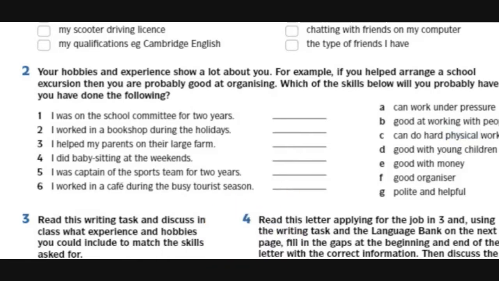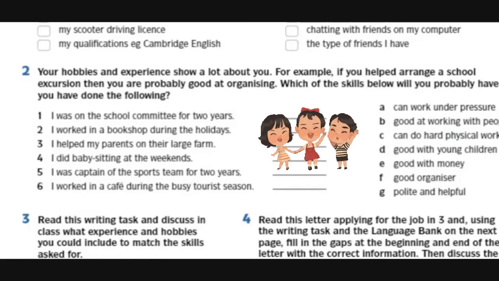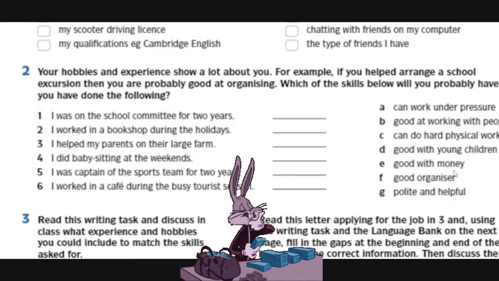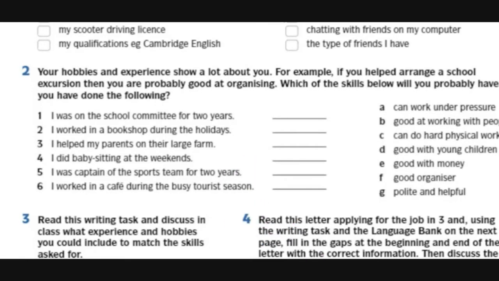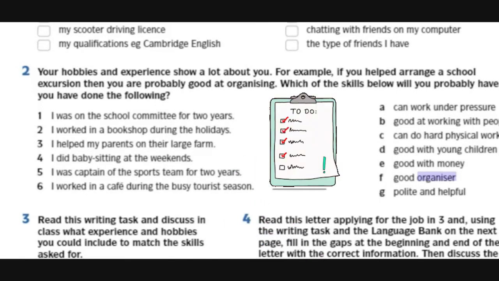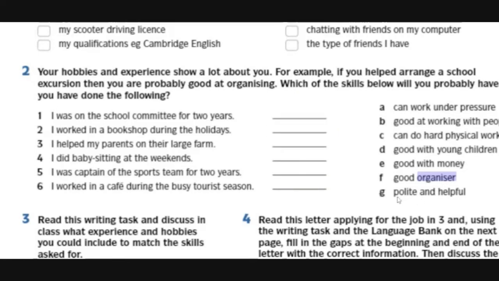Next, D, good with young children. This one is easy. That means you can play well with the children. You like children, and the children also like you. E, good with money, good at calculation, or even good at budgeting. F, good organizer. Like I mentioned just now, you are good in planning. Next one, G, polite and helpful.